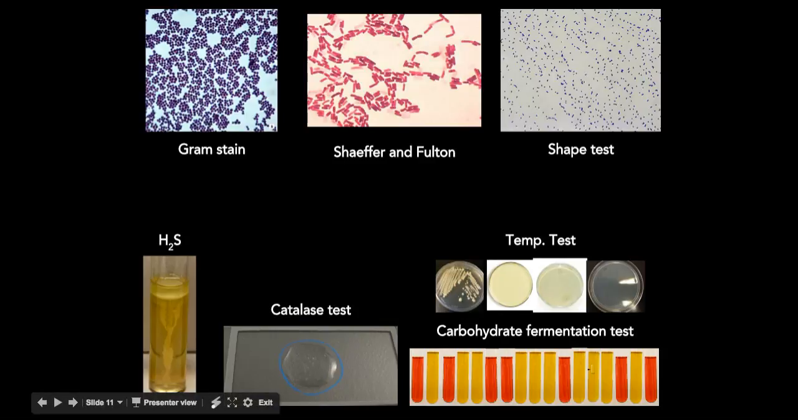As you can see right here, the genome size was too large to be a virus, therefore it was a bacteria. It was gram positive, as you can see in the gram stain. It was non-spore forming for the Schaeffer-Fulton test.